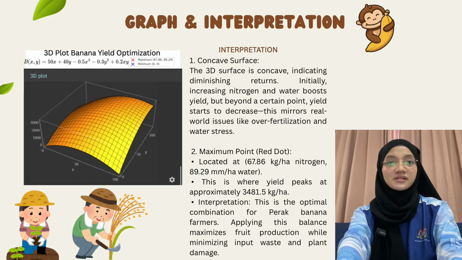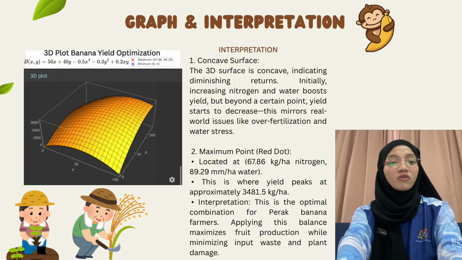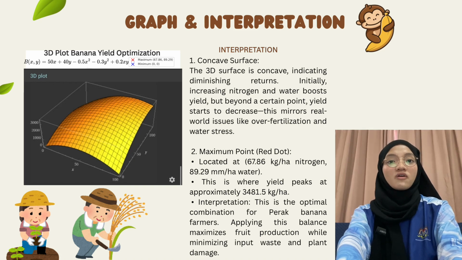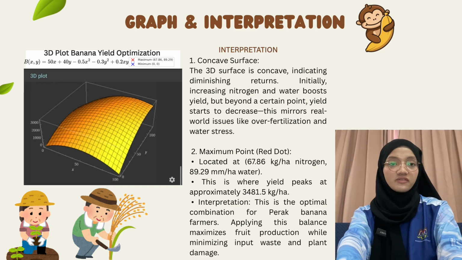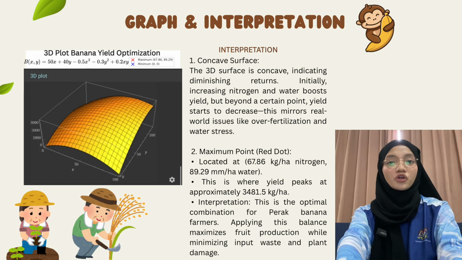The graph reveals several important patterns. First, we see a clear peak yield point at precisely 67.86 kg of nitrogen and 89.29 mm of water per hectare, where the maximum yield of 3,481.5 kg per hectare is achieved. This represents the mathematically proven optimal input combination.